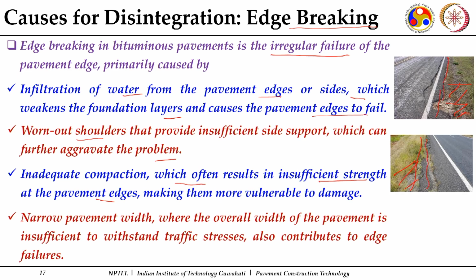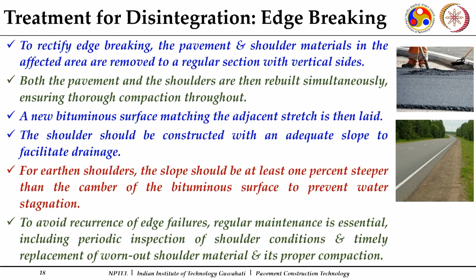Many a time when the pavement width is not sufficient, the wheels ply over the pavement edges, which are not protected by the shoulders either, and then the edges get broken up. So a narrow pavement width, where the overall width is insufficient to withstand the traffic stresses, also contributes to edge failures.